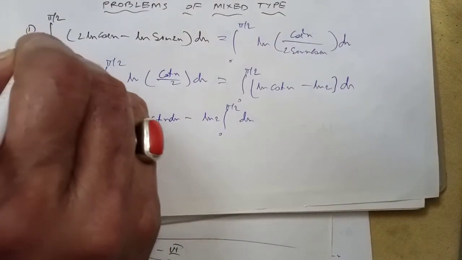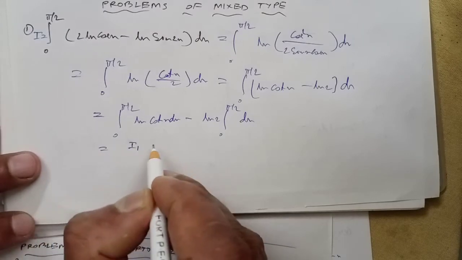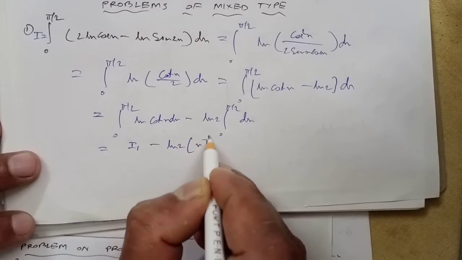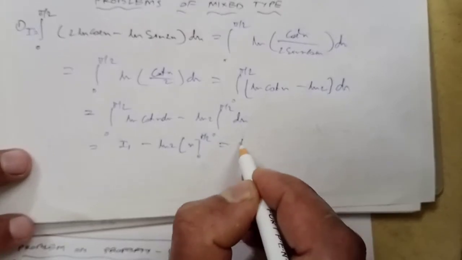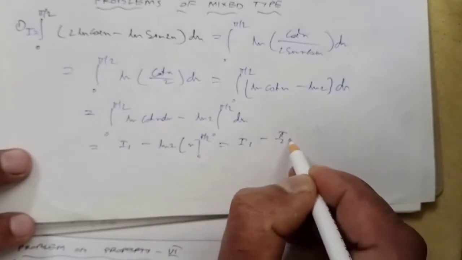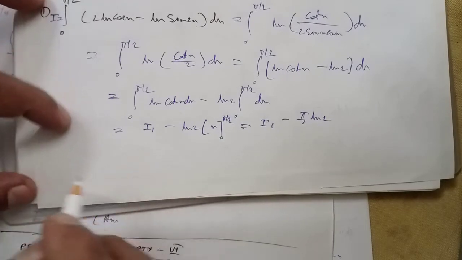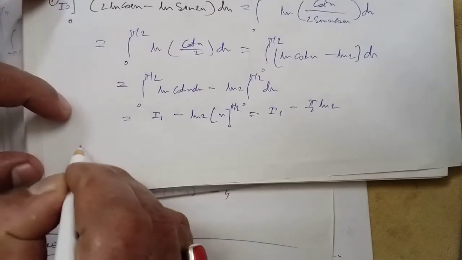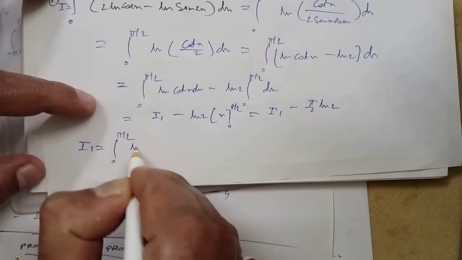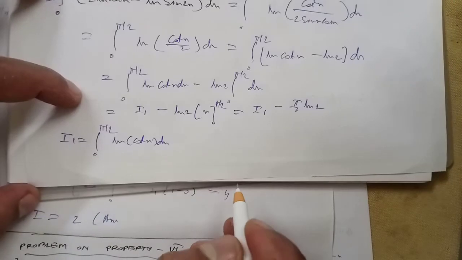Let the initial integral be I, and the first integral I am taking as I1, and this is ln 2 x 0 to pi by 2. So we get I1 minus, this is pi by 2, that is I1 minus pi by 2 ln 2. Let us stop here and let us find I1 separately. We have I1 is 0 to pi by 2 ln of cot x dx.